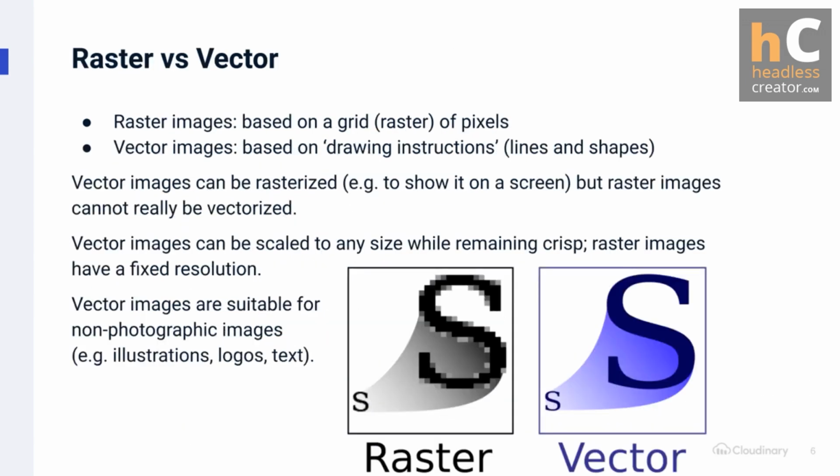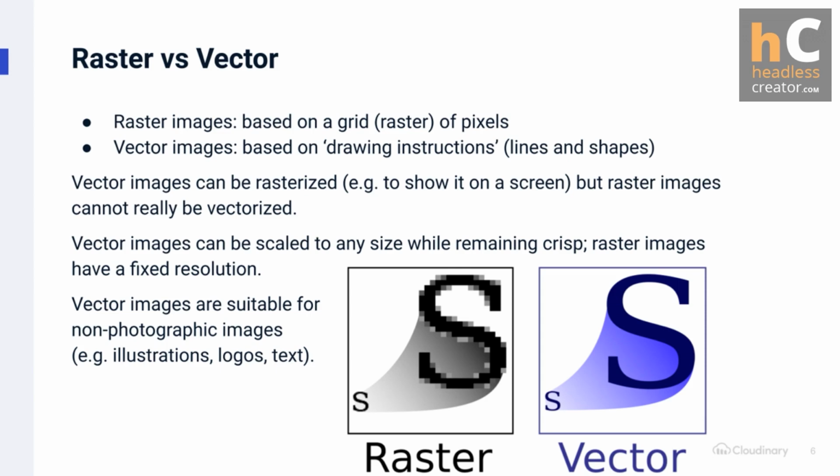So that's one aspect of it, authoring versus delivery. The other aspect is raster images versus vector images. Raster images are based on pixels, and this is the most common type of images. Vector images are based on drawing instructions, so they basically contain shapes and lines, and they still need to be drawn in order to turn them into images that you can view on a screen. So vector images can be rasterized, turned into pixels, and then you can view them.